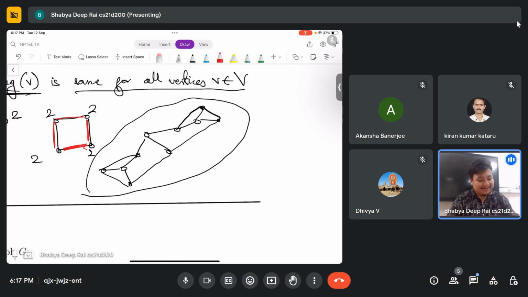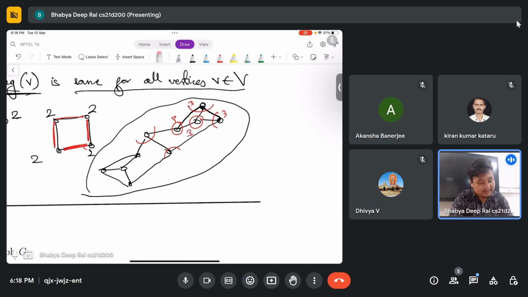Yeah, that's right. So this is a regular graph because each vertex has 3 edges. For this vertex there are 3 edges. For this there are 3. For this there are 3. There are 3, and so on. So all of them are 3.